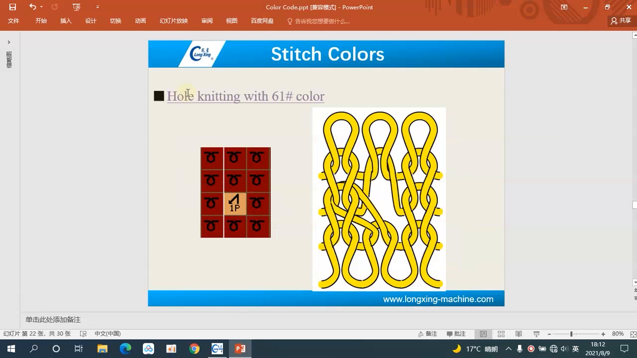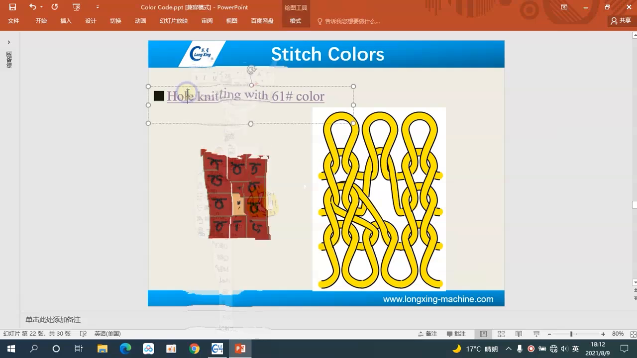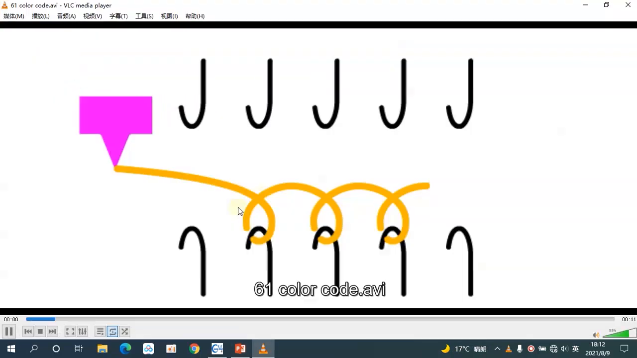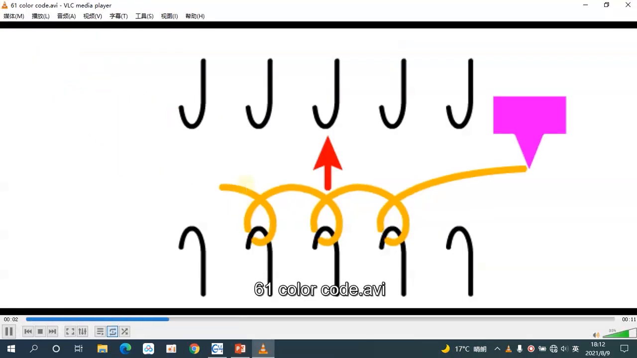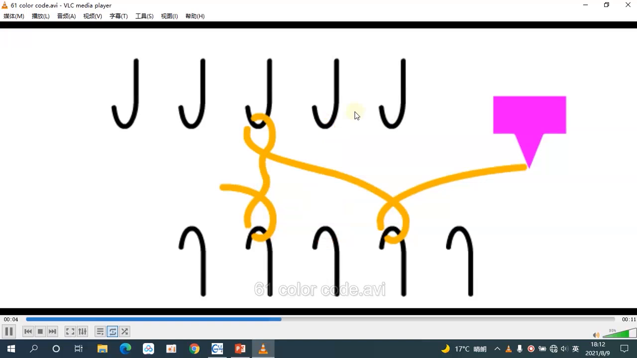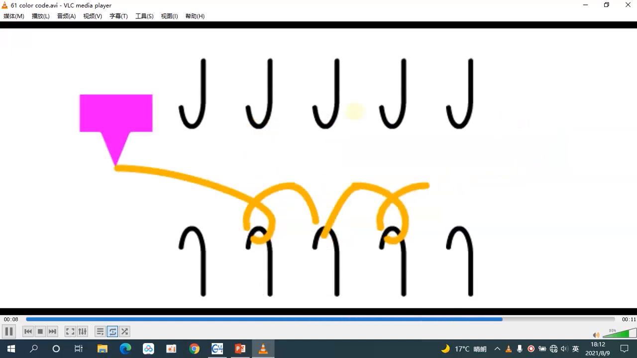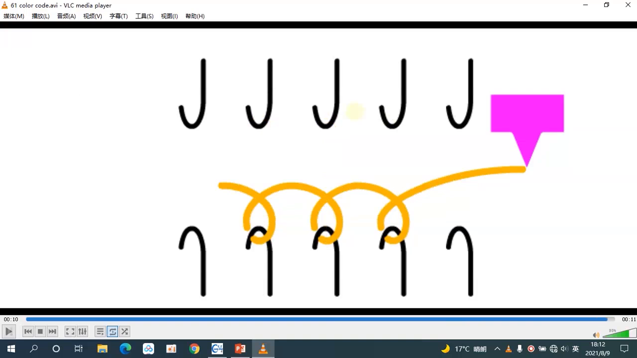Shifting colors are generally used for whole knitting. There is 61 color whole knitting animation. Transfer to back bed. One needle racking towards the left, then transfer to the front bed, racking back to the zero position.